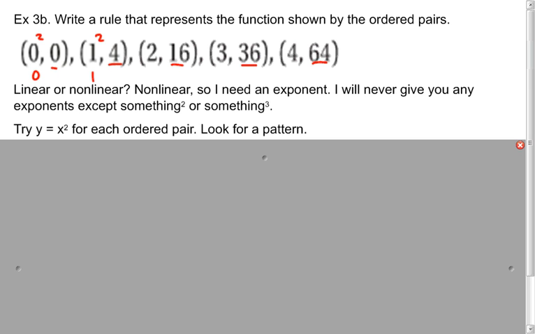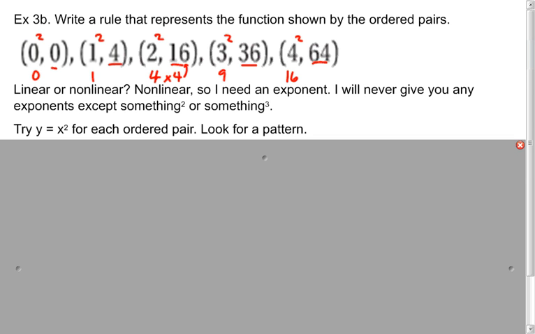If I do 1 squared, I get 1. Okay, that doesn't work, but let's keep going. 2 squared is 4. 3 squared is 9. 4 squared is 16. Okay? And it says, look for a pattern. Is there a way that I can get from the answers that I just put down here in red to my y values? Okay, let's look at 2 and 16. How can I get from this 4 that I already got to a 16? Well, multiply by 4.